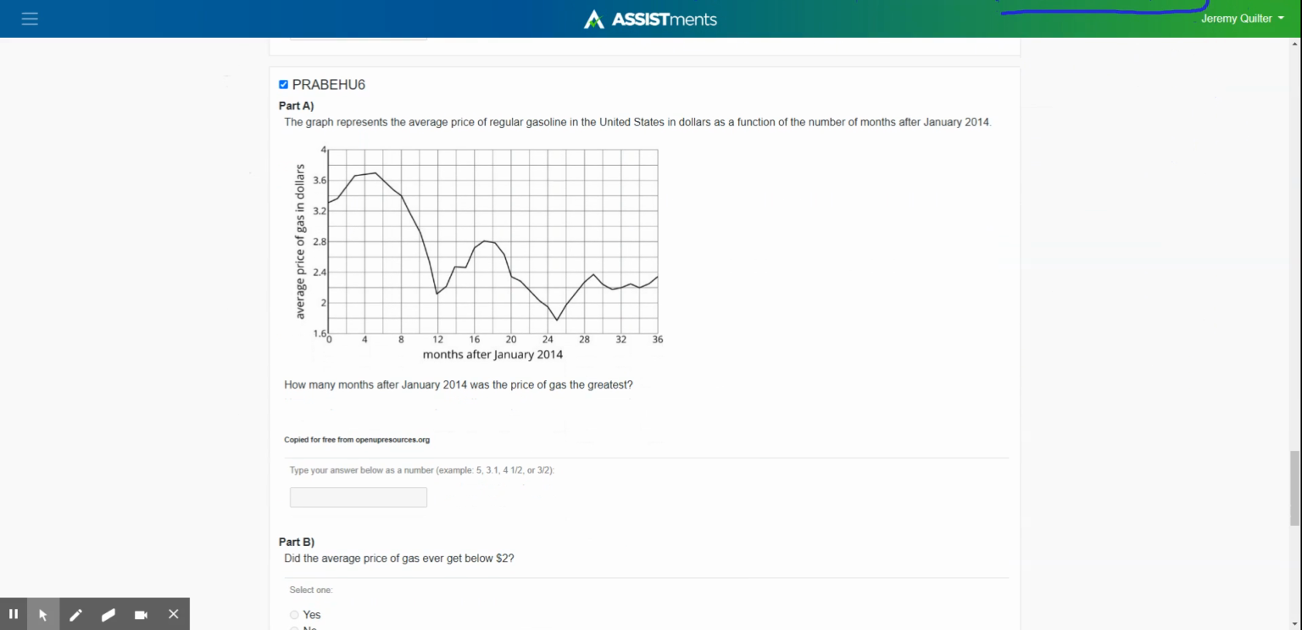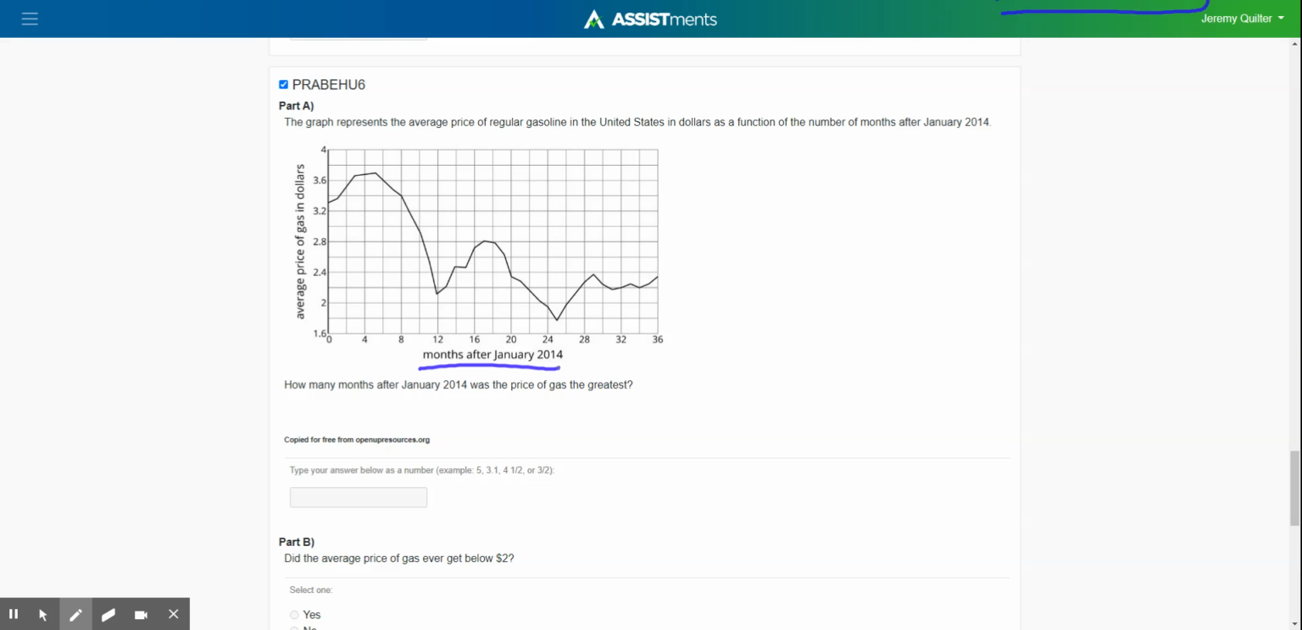This next one represents a graph, going back to functions and reading functions. It says the graph represents the average price of regular gasoline in the United States in dollars as a function of the number of months after January 2014. How many months after January 2014 was the price of gas greatest? So after how many months? So we want to look at these and see after how many months was it the greatest. That should be a pretty simple call just by looking at the number of months and finding the highest peak of this graph.